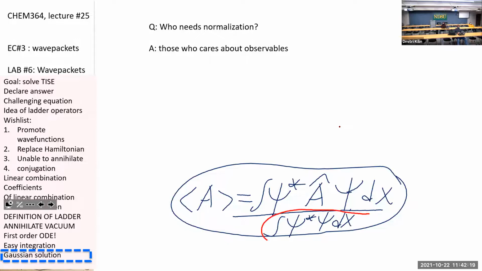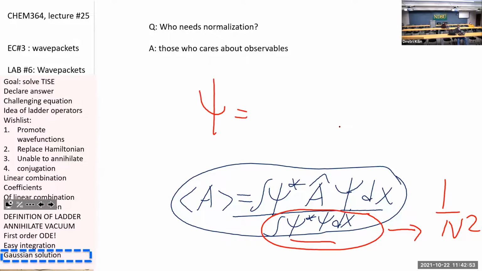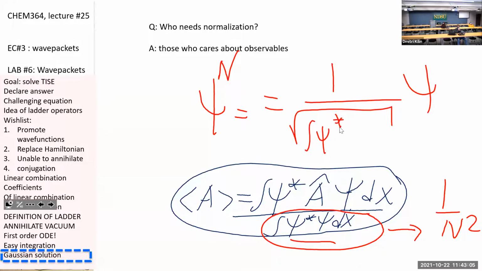So this denominator is treated as a factor that can be added or multiplied to the wave function upfront. So if we find the value of this integral, take a square root and divide the wave function by it, so if we redefine psi, maybe psi normalized, as the original psi divided by the square root of this, then this function will be normalized, and if we need to find the expectation value, we do not need the denominator anymore. Make sense?